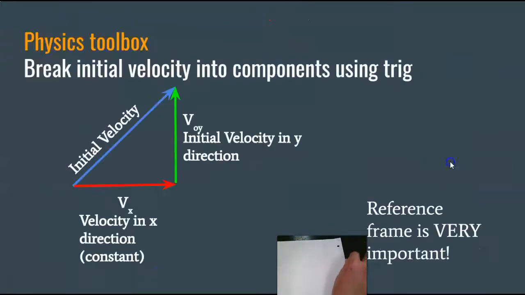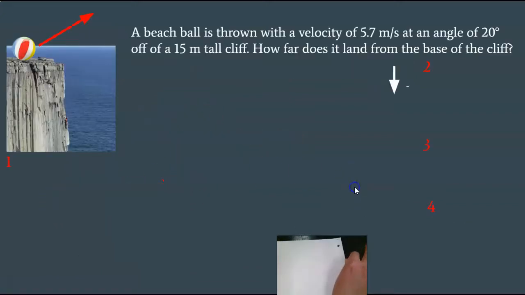This is the one we just did. Here we go. Quick reminder, if this is our angle here and we're given an initial velocity, we can break it down using sine and cosine to solve for initial velocity in the y direction and our velocity in the x direction. All right, a beach ball is thrown with a velocity of 5.7 meters per second at an angle of 20 degrees off of a 15-meter tall cliff.